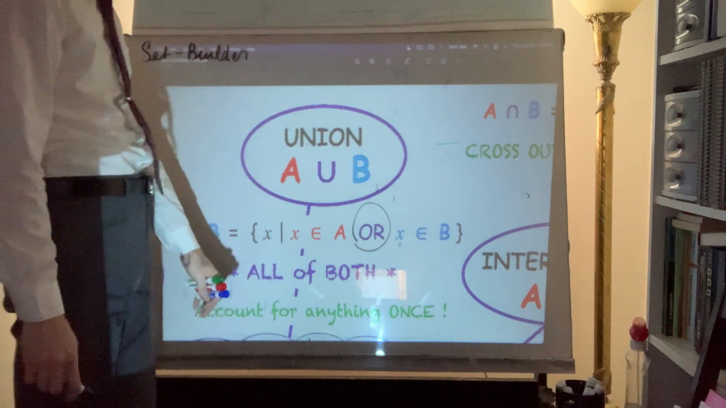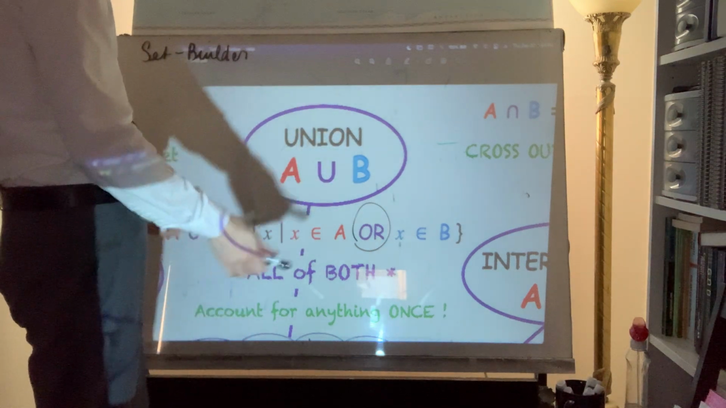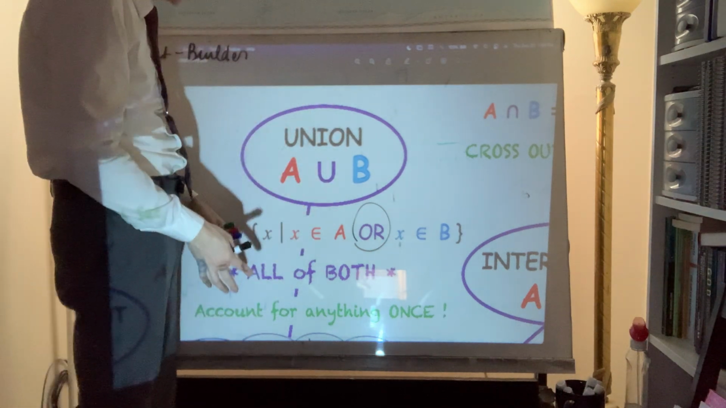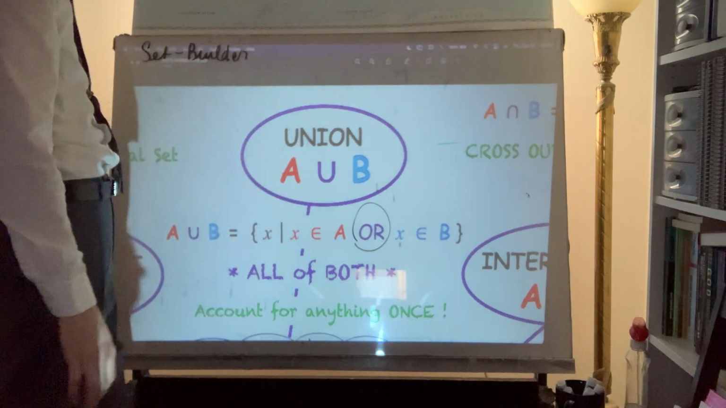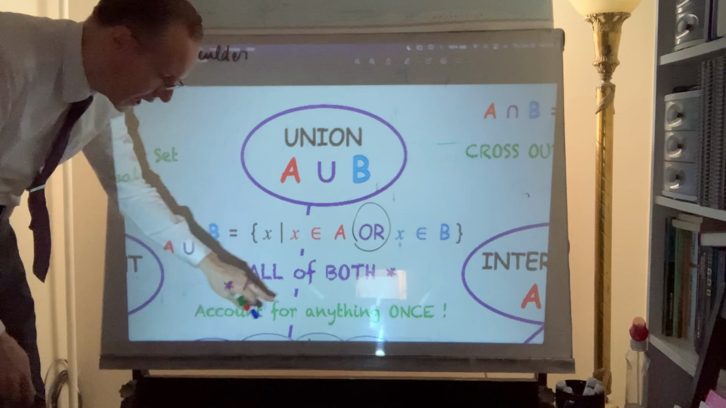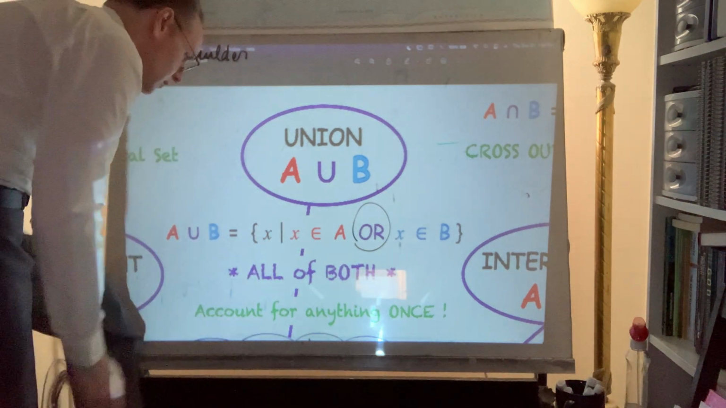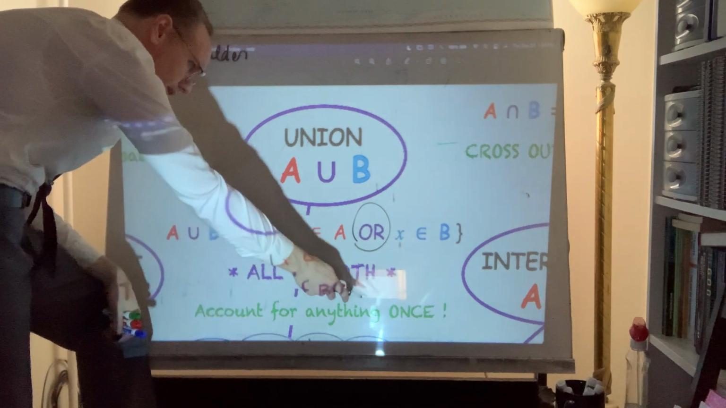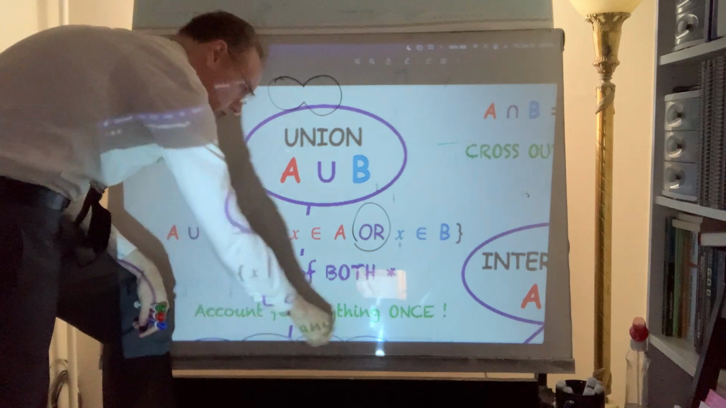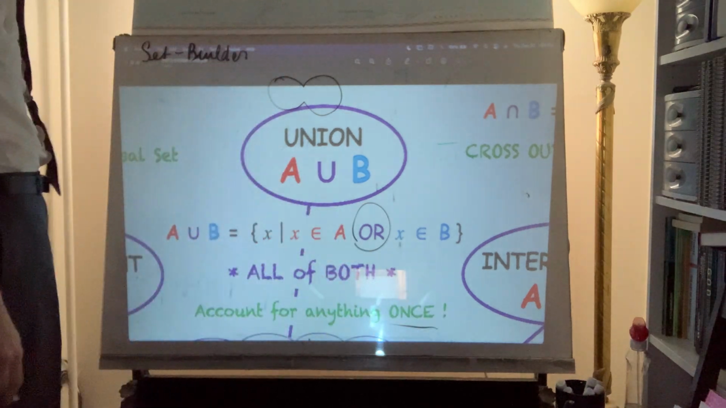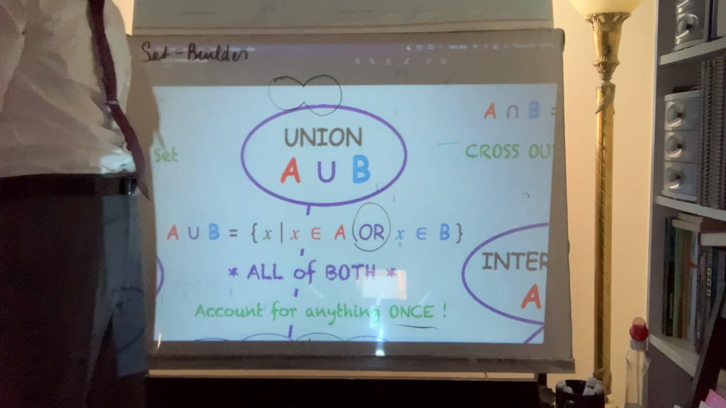So it's the figure 8 in the picture, but if you don't have the actual diagram, then even if you just have the elements staring you in the face, look for basically accounting everything just one time. So account for anything that you see in the figure 8 just once. It is referring to all of both of these things at the same time.